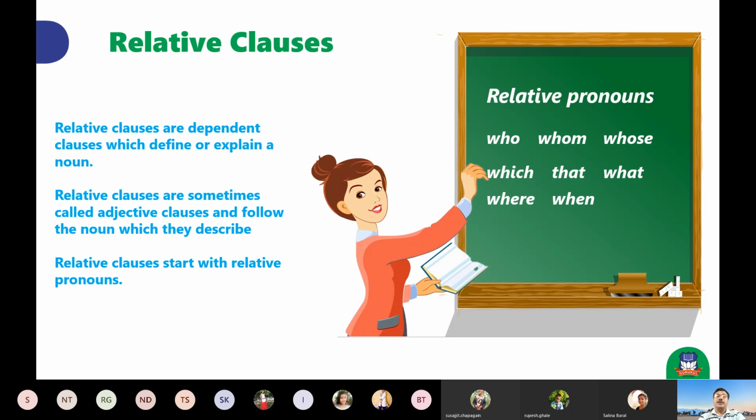But they are not always question words. They are sometimes, they work as pronouns and relative pronouns to relate, to join the clauses in the sentence. So they are used as relative pronouns also. With them the relative clauses are formed. So relative clauses are dependent clauses which define or explain a noun. Relative clauses are dependent clauses.